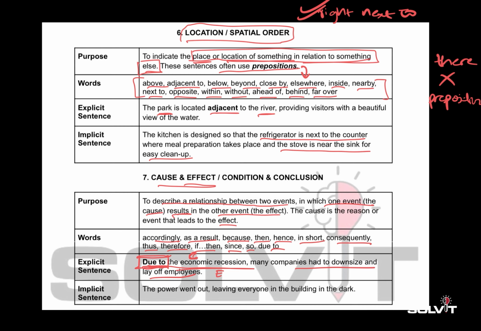Let's look at the implicit one. The power went out, leaving everyone in the building in the dark. Now, look, even though there are no specific words or sentences being used here, we kind of know that this is a cause and effect sentence. Why? Because this is a cause and this is an effect, right? So what happened? The power went out, and what was the effect of that? Everyone in the building was left in the dark. Okay, so it's fairly easy to identify. I don't think there's anything difficult in this.